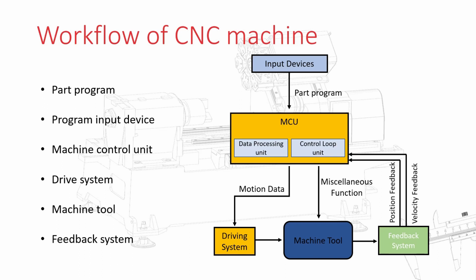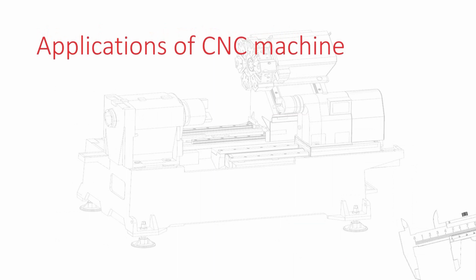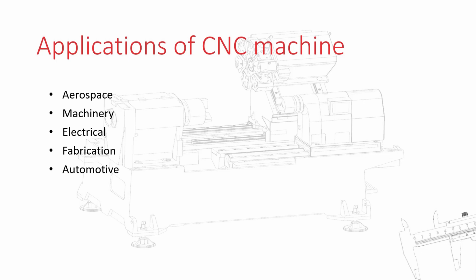In MCU, the feedback signals are compared with the reference signals, and if there are errors, it corrects it and sends new signals to the machine tool for the right operation to happen. A display unit is used to see all the commands, programs, and other important data. It acts as the eye of the machine. Applications of CNC machine in various industries, which are as follows: aerospace, machinery, electrical, fabrication, automotive, instrumentation, mold making, medical.